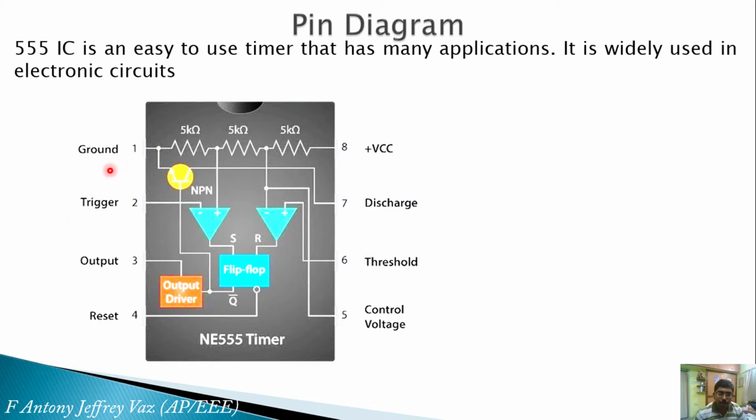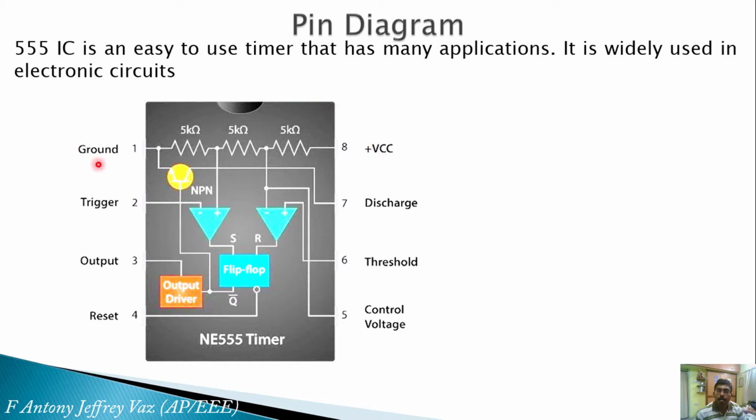The first pin of the IC is the ground pin. The second pin of the IC is the trigger pin. And the third pin of the IC is the output pin. Here we will get the output from the IC. And the fourth pin is the reset pin. Here the fifth pin is the control voltage pin. The sixth pin is the threshold pin. The seventh pin is the discharge pin. And the last eighth pin is the VCC.